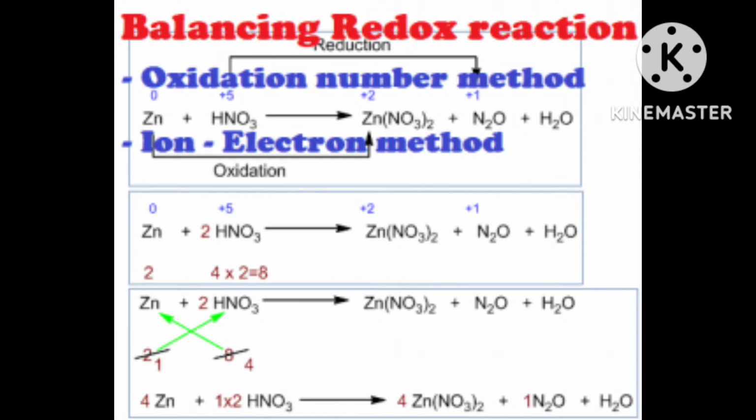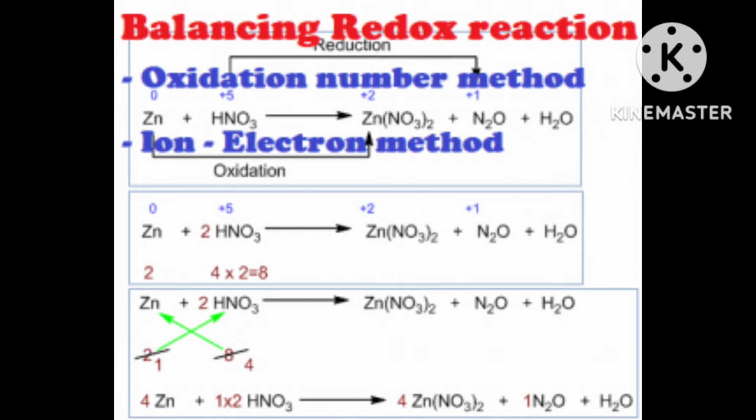Now come to the dichromate. Suppose dichromate ion was reacting: Cr2O7 2 minus. Actually it is K2Cr2O7. Suppose K2 is gone with 2 positive charge. Then Cr2O7 2 negative will remain, because 2 positive is gone. That is called the dichromate ion.